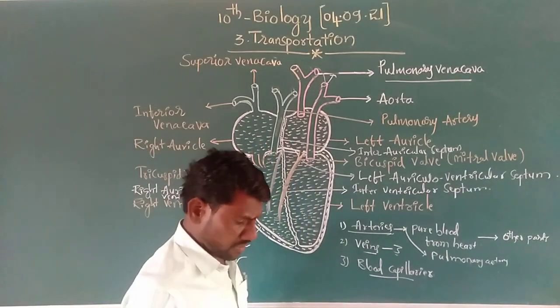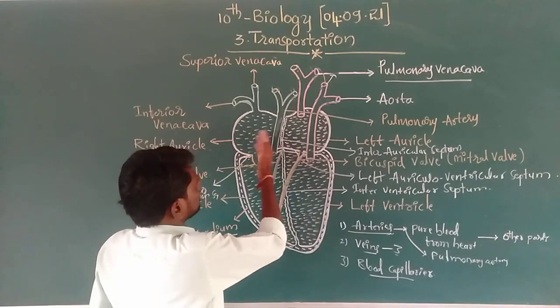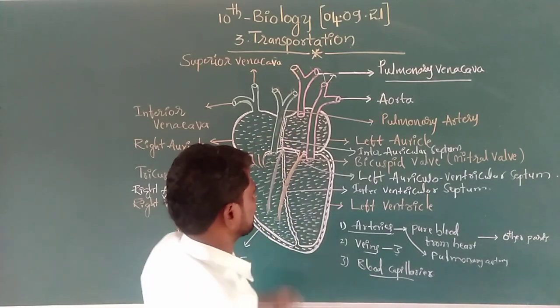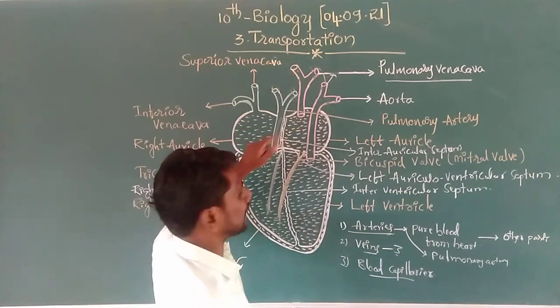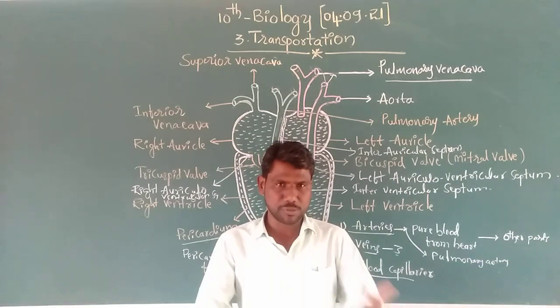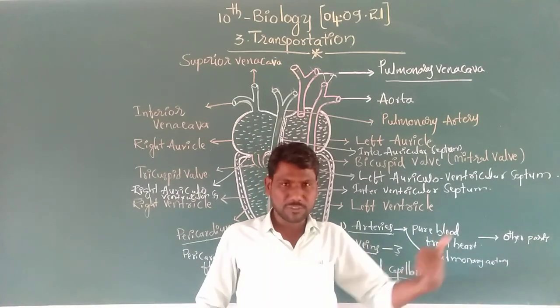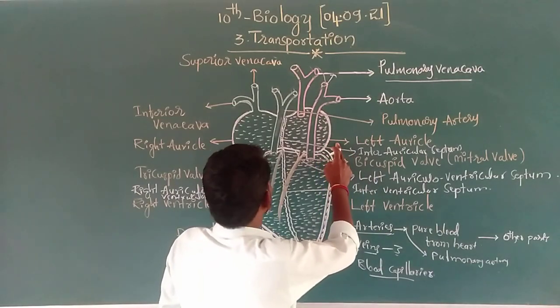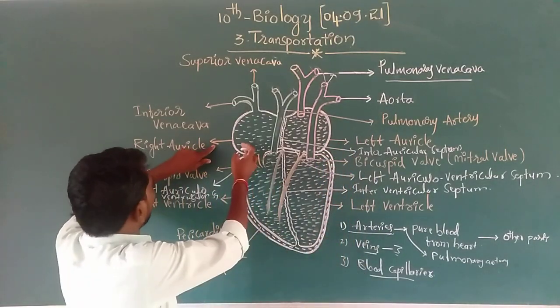Here are the four chambers. Of these, the upper two chambers are called auricles. When I stand in this position, this is the left side and this is the right side. This is the left auricle, and this is the right auricle.